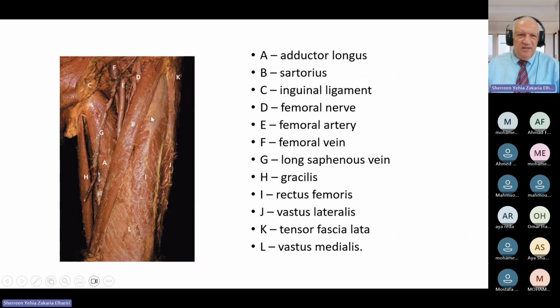Okay. So again, A is adductor longus and it is a medial border. B is sartorius muscle. C is the inguinal ligament. D is the femoral nerve. E is the artery. F is the vein, and this is the long saphenous or greater saphenous joining it. H is gracilis muscle. I is rectus femoris. J is vastus lateralis. K is tensor fasciae latae. L is vastus medialis. It's a very common, very important structure. I just need you to adapt it for the uncolored picture.